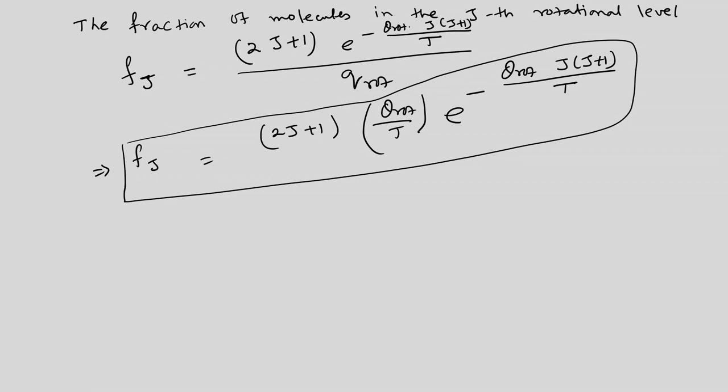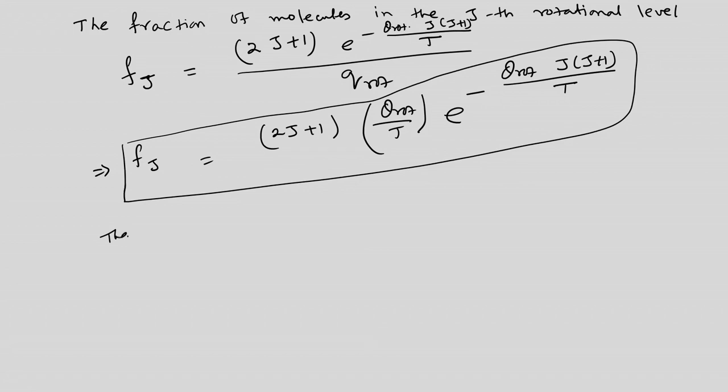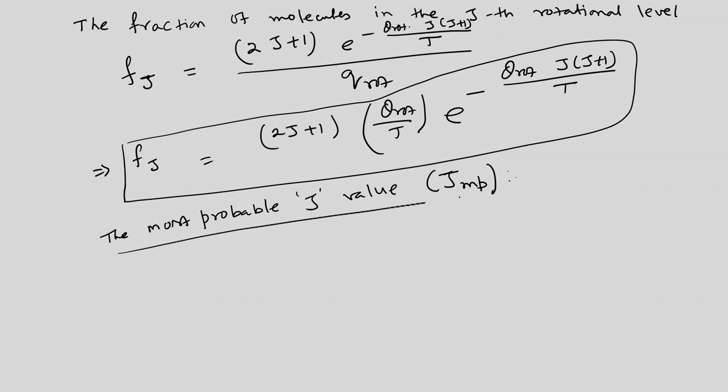Okay, so it has been found that the J equals 0 state is not mostly populated; rather, somewhere at a higher J value is more populated than J equals 0. Okay, so what is the most probable J value, next we calculate. Most probable J value we will calculate now, and we define this as J_MP.